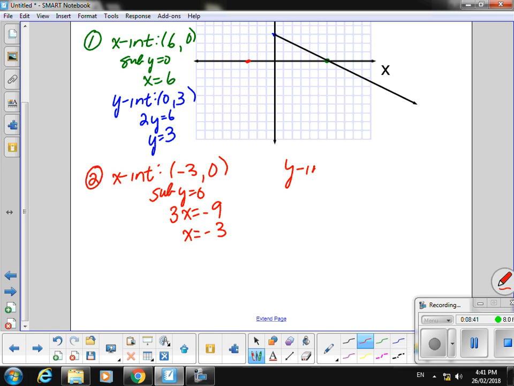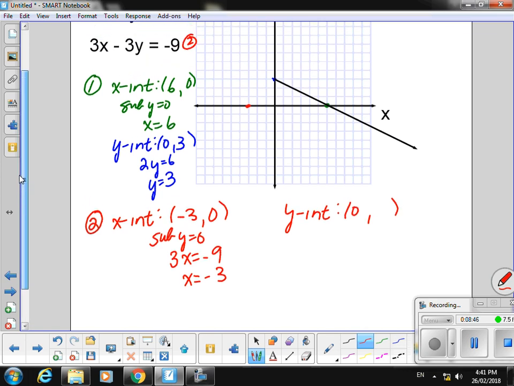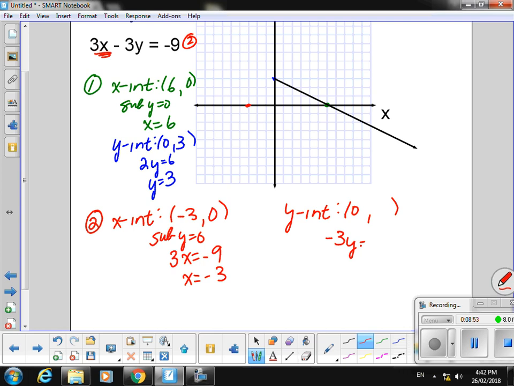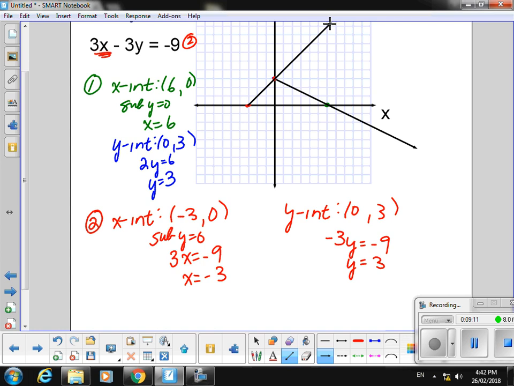My y-intercept is where my x value is 0. I need to go back up to line number 2. When my x value is 0, this term is 0. I am left with -3y equals -9, so my y value is 3, (0, 3). Oh my goodness, they both share the same y-intercept. So that's easy enough to see. My point of intersection is (0, 3).